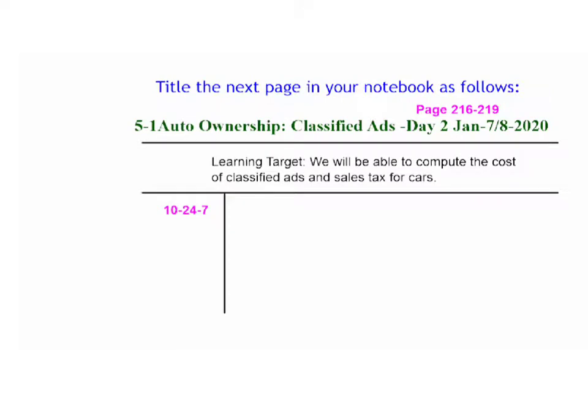Let's title today's page 5.1 Auto Ownership Day 2. Should be January 7th or 8th. Our learning target is the same as it was earlier this week. We'll be able to compute the cost of classified ads and sales tax for cars. You can stop this video at any time, get your journal up to date, and then press play again to advance to the next slide.